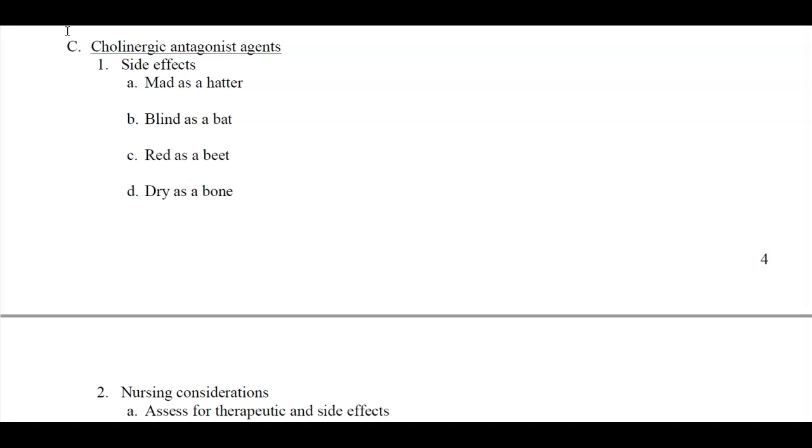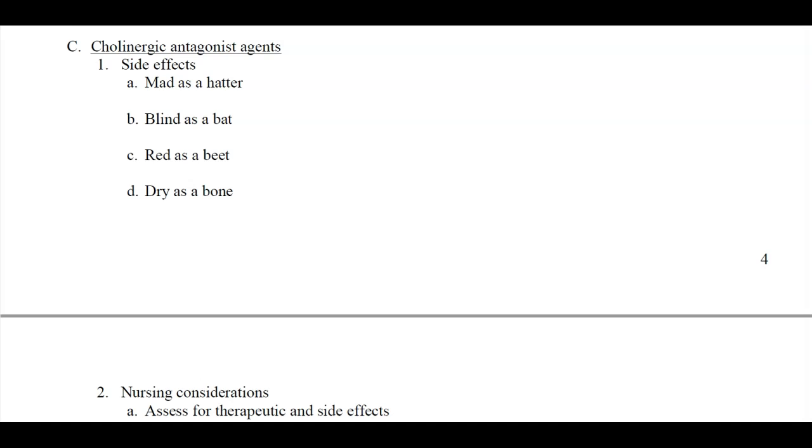Mad as a hatter, basically it causes CNS effects, so it can lead to sedation. So changes in the mental status, it can cause amnesia or hallucinations or confusion. Blind as a bat, basically, it's because it dilates the pupils, causing blurred vision. Red as a beet causes vasodilation, therefore causing that flushing appearance or redness in the skin, and it can also be accompanied by hyperthermia or increased body temperature.